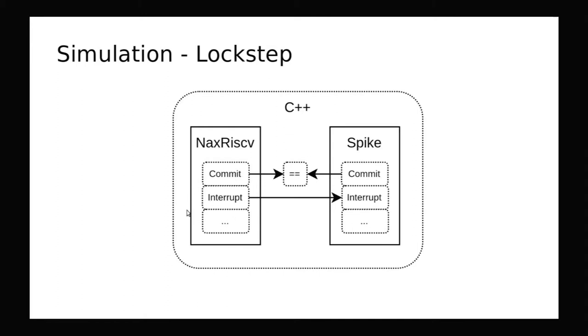for instance, when you have an interrupt coming from the outside, NaxRiscv will not necessarily take that interrupt in a deterministic manner. It really depends on what it has to do. It may continue a little bit and then take the interrupt. And so for that reason, when NaxRiscv takes an interrupt, that interrupt is then proposed to Spike. So there are a few synchronizations between the two models done like this to keep them in the same execution flow.